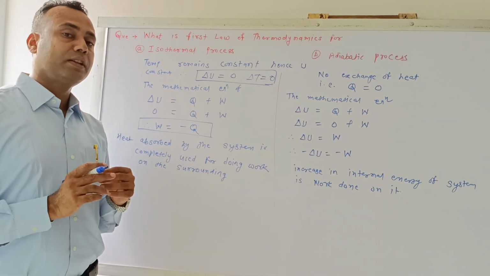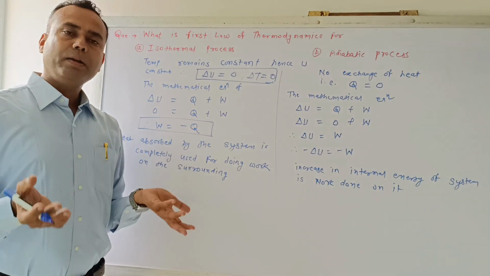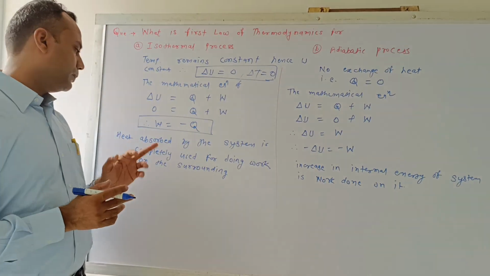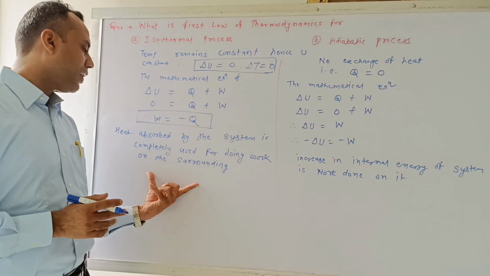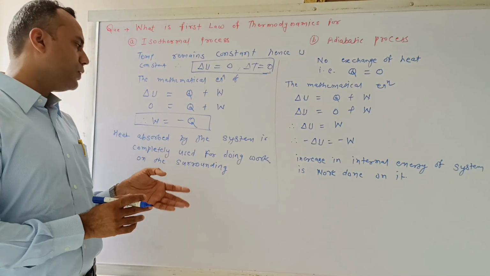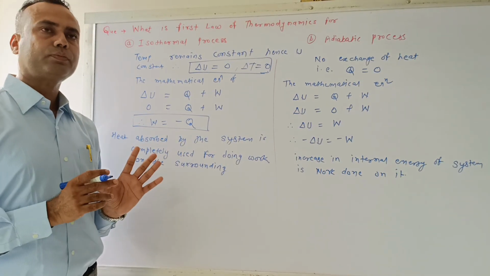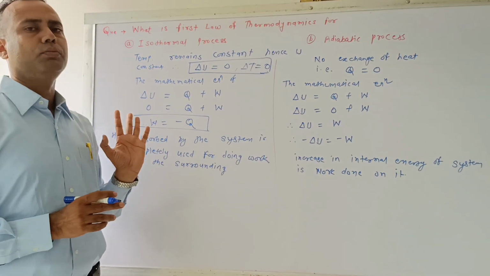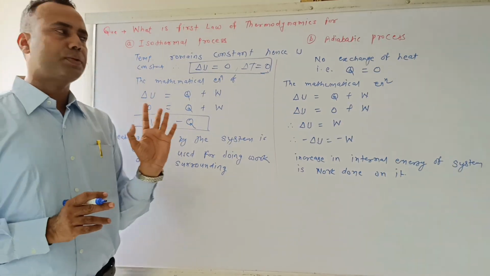इसका मतलब क्या हो गया? Work is done by the system on the surrounding. W is equal to minus Q. Heat absorbed by the system is completely used for doing work on the surrounding. So W is equal to minus Q or minus Q is equal to W, meaning is same. Or Q is equal to minus W, meaning is same. Clear? So this is for isothermal process.